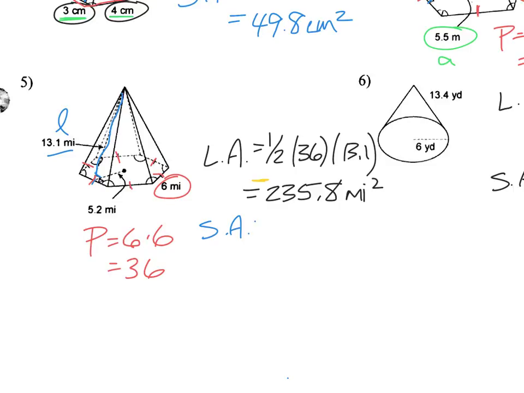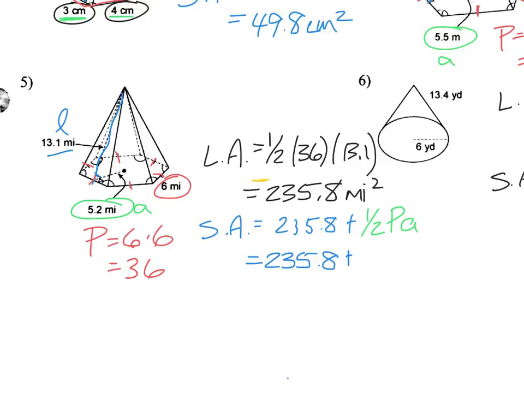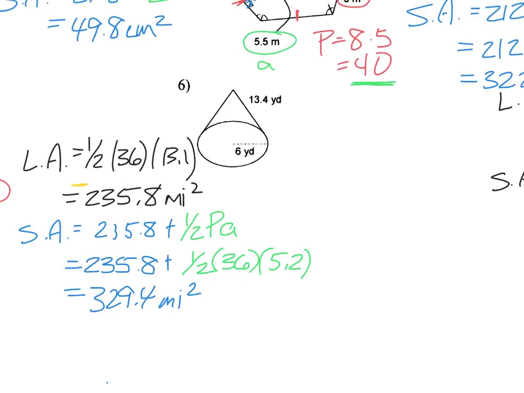Okay, surface area. So I take the 235.8 plus 1/2 PA, because the base figure is a regular polygon. Right here's our A, that's our apothem. So that's going to be 235.8 plus 1/2. Perimeter again is 36. Apothem's 5.2. So I'm going to type all that in. And that gives me 329.4 miles squared.